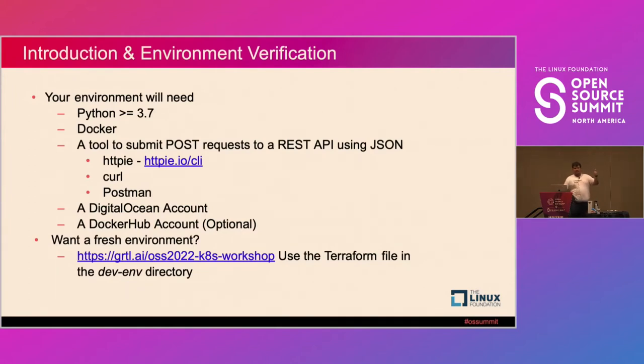We're not going to execute anything locally. So Python 3.7, the Docker image will take care of that. Also, a good tool to have would be some sort of tool that you can submit POST requests with JSON as the payload through. If you want to do this with curl, 100% you can do it with curl. I like HTTPie. If you've never seen it, you should definitely check it out.